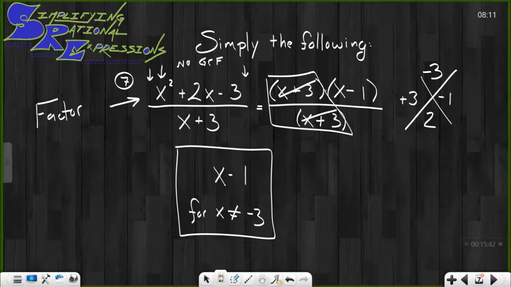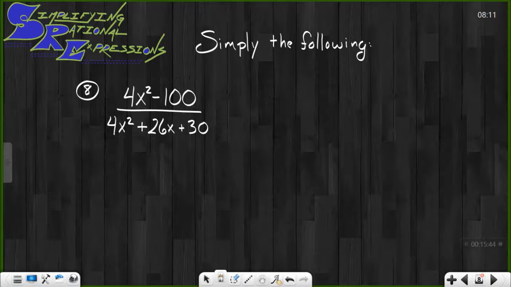Let's put it all together now in our last example here. Simplify the following. If I asked you to simplify 4x squared minus 100 over 4x squared plus 26x plus 30, all right, how would we go about doing that? Once again, you cannot just cancel our 4x squared and our 4x squared. That's not allowed. You cannot do that. Do not try to cancel things unless they're in parentheses.